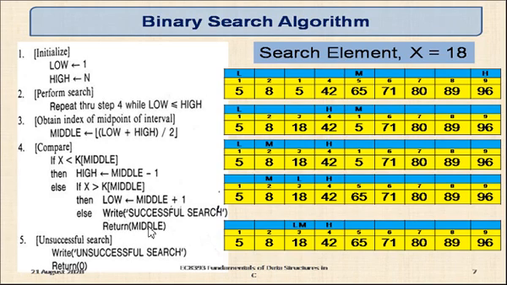Return of middle. Middle is the location. So we'll get what? We'll get 3 returned back to the calling function. Got the point or not? And that's all. So it returned the location where the search item is available.